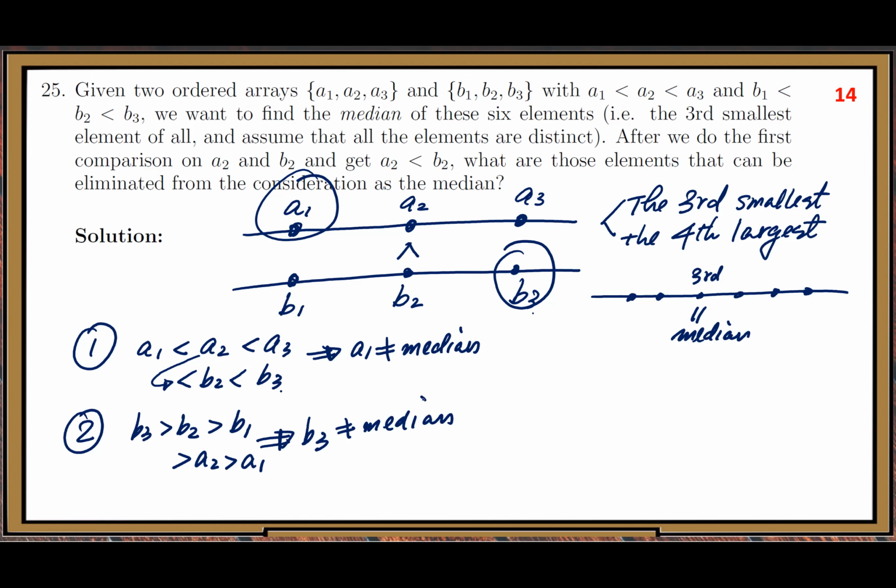Now look at B2. B2 is greater than B1 and greater than A2, A1. So B2 is greater than at least 3 elements. Because the median can only be greater than 2 elements, B2 cannot be the median.